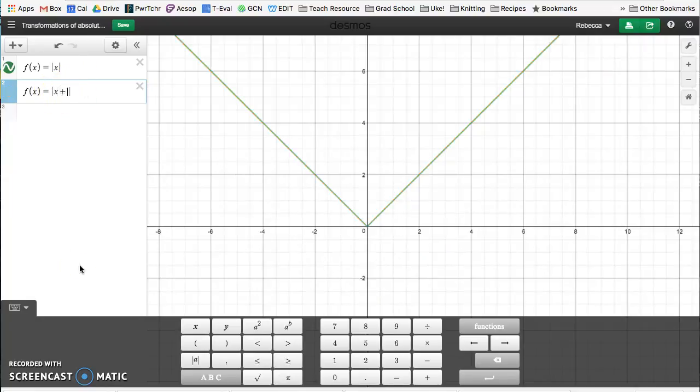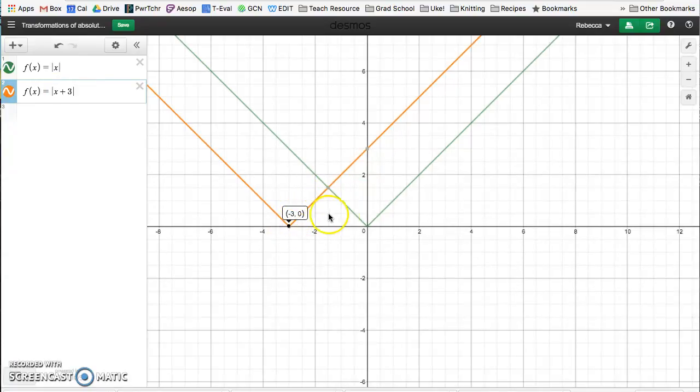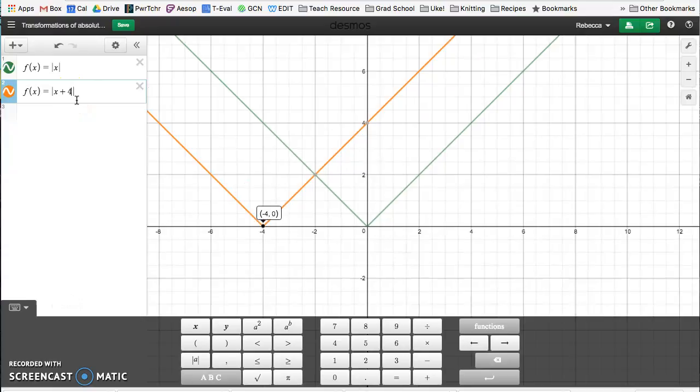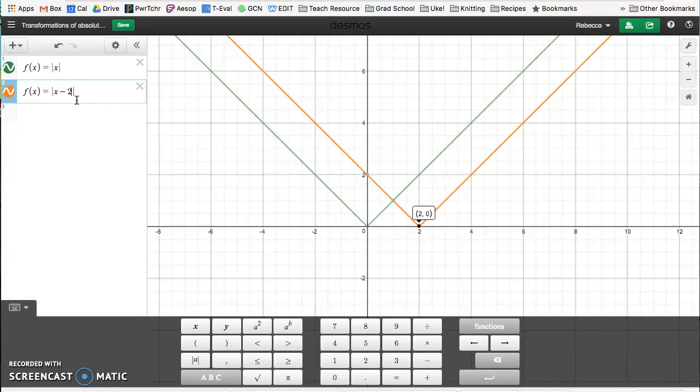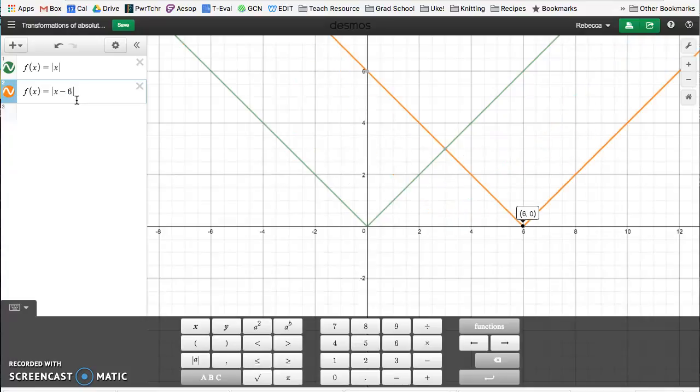Okay, so let's see if I transform. What if I added 3 on the inside? So even though I added 3 to the inside, to produce those same y values, it's going to shift to the left. So notice how now all the x values, so when I add to the inside, my x values are affected, and it moves to the left that many units. Let's see, if I made it plus 4, it would move to the left 4. Plus 5, plus 6. That's how it's going to move. Plus a half. If I subtract, it's going to move to the right that many units, however much I do.